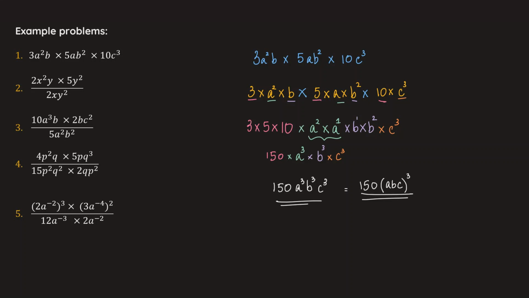But when you're doing it in a test or an exam or in your class, you don't need to do this. You can easily multiply the coefficients together and variables together of the same base. So what I would do generally is 3 times 5 times 10, that is 150. And then a squared times a, that is a cube, b times b squared, that is b cube, and then c cube. This is how I would ideally write it. I wouldn't disintegrate each algebraic term and then group them. I just did it here to show you what's actually going on in there. Hope this made you understand a little more of how that multiplication is actually happening.